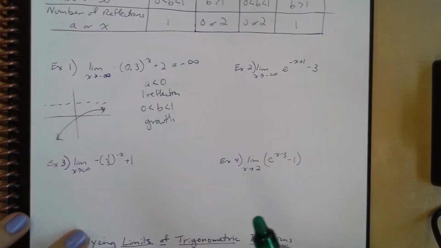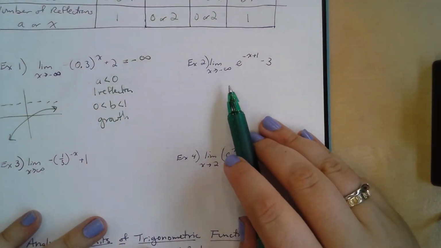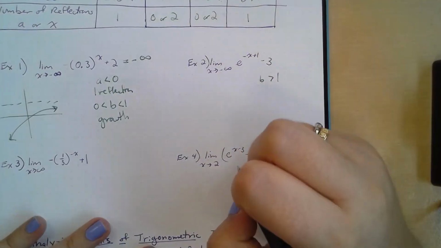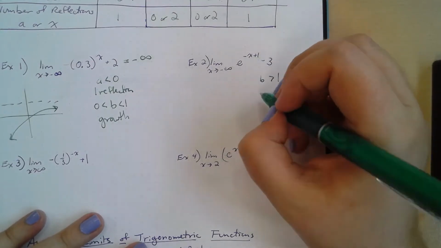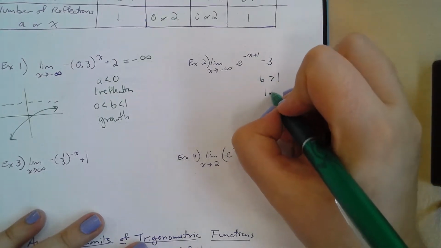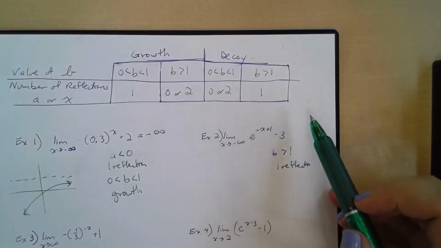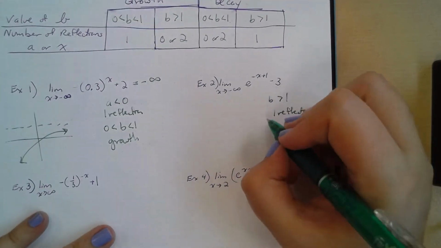All right, let's do another one. For the second example here, it looks like b is going to be greater than 1. B is equal to e. And we have a negative x, so then we're going to have 1 reflection, right? And if I go up to my chart here, b is greater than 1, and I have 1 reflection, I'm going to have decay. So I can write that down. I have decay.